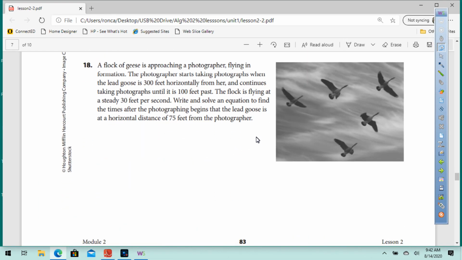A flock of geese is approaching a photographer, flying in formation. The photographer starts taking photographs when the lead goose is 300 feet horizontally from her and continues taking photographs until it is 100 feet past. The flock is flying at a steady 30 feet per second. Write and solve an equation to find the times after the photographing begins that the lead goose is at a horizontal distance of 75 feet from the photographer.